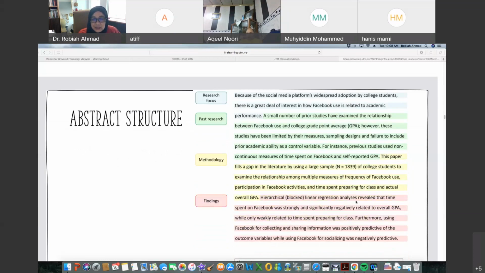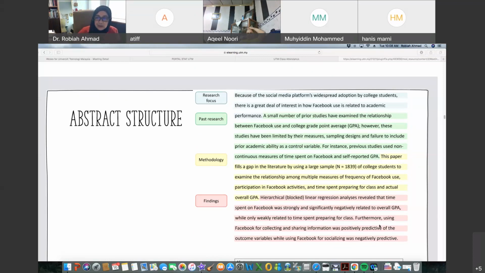Hierarchical linear regression analysis revealed that time spent on Facebook was strongly and significantly negatively related to overall GPA, while only weakly related to time spent preparing for class. So sometimes in engineering, when we have this finding, it will be good. Sometimes it is a must that you quantify. Okay, so if you say that it is significantly negatively related, put some numbers.